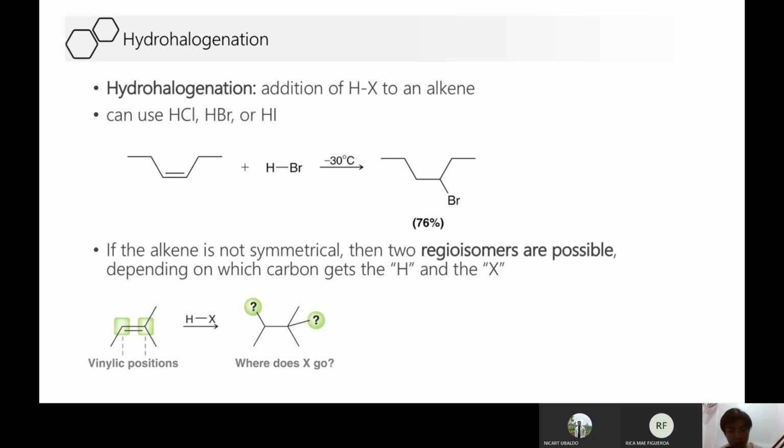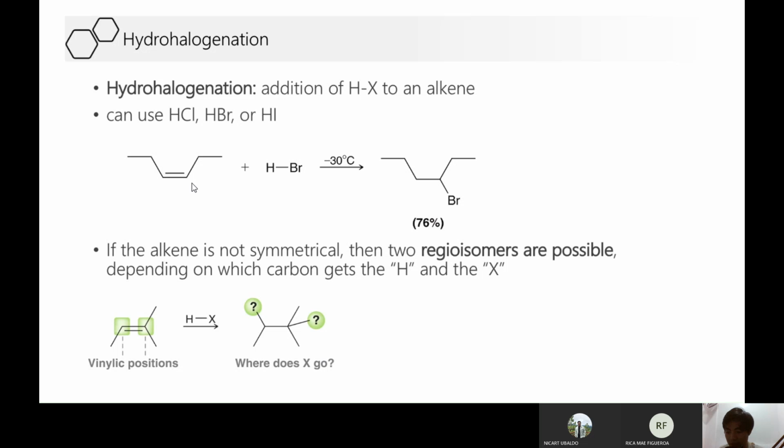So, ano meron sa hydrohalogenation? So, what you have here is your alkyl, hindi alkyl, ano tawag doon? Acid halide. No? So, ano yung acid halide? HX lang yon. So, pwede yung hydrochloric acid, hydrobromic acid, hydroiodic acid. No? So, itong mga acids na to, this can be added sa ating double bonds.